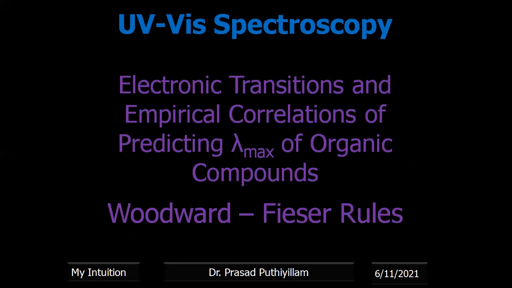That means by UV visible spectrophotometry, we are getting the lambda max value. We can get it by running the spectrum from 200 nanometer to 800 nanometer. The organic compound will absorb the radiation at different wavelengths, and the wavelength at which it absorbs maximum, that we call lambda max. That is experimentally we can determine.